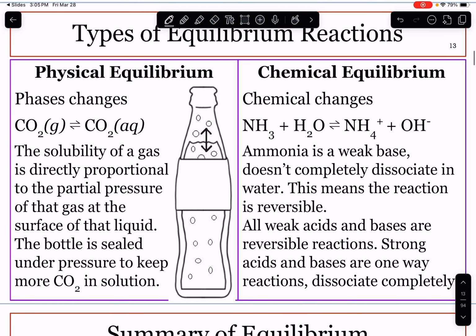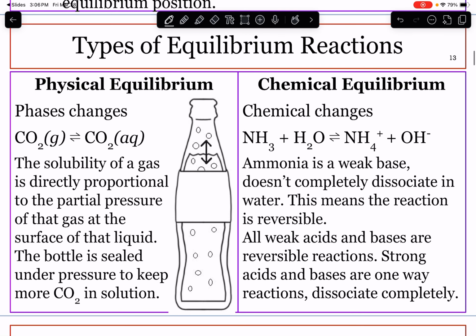Here are two different examples of equilibrium. This first one is a physical equilibrium. We call it physical because the substance CO2 is not changing, only the state of matter from gas to aqueous. In a sealed bottle of soda, we have CO2 particles dissolved in the soda, which are the aqueous CO2, and in the space between the top of the liquid and the lid, we have gaseous CO2. For every gaseous CO2 molecule that dissolves into the liquid, another aqueous CO2 comes out of solution and turns back into a gas particle of CO2.